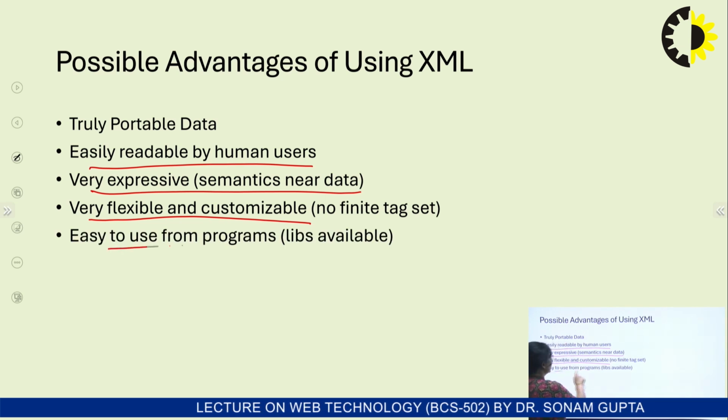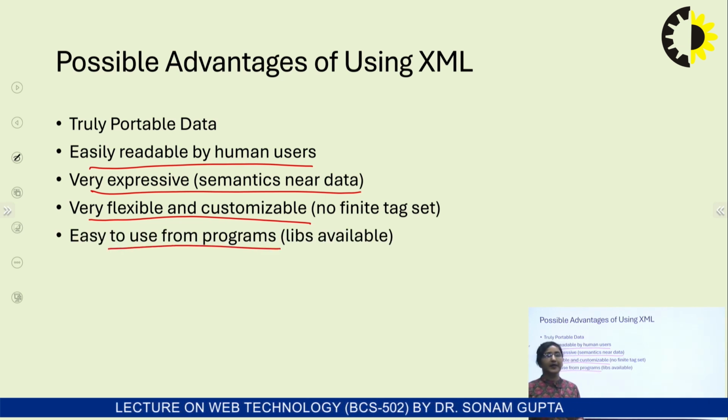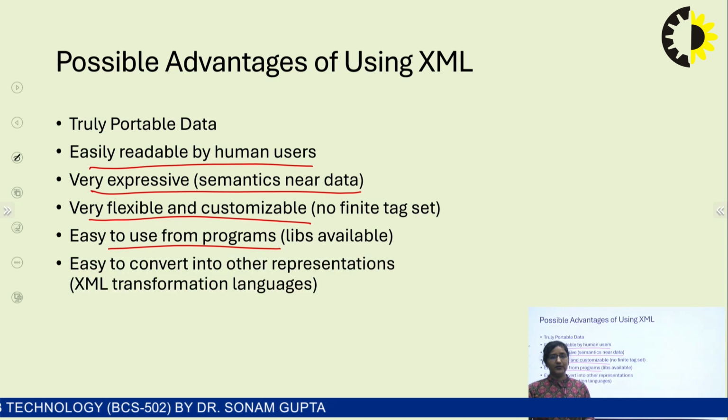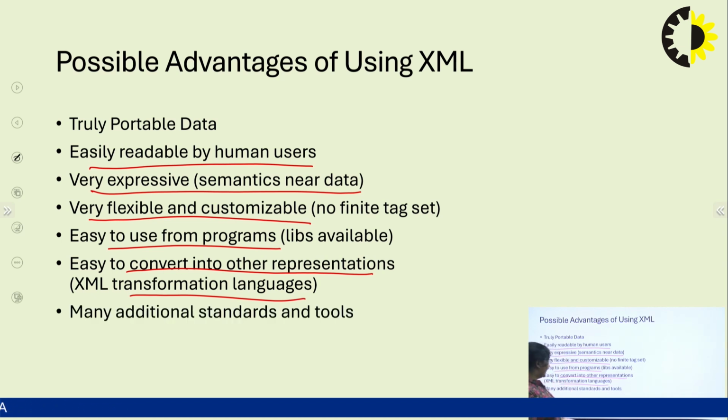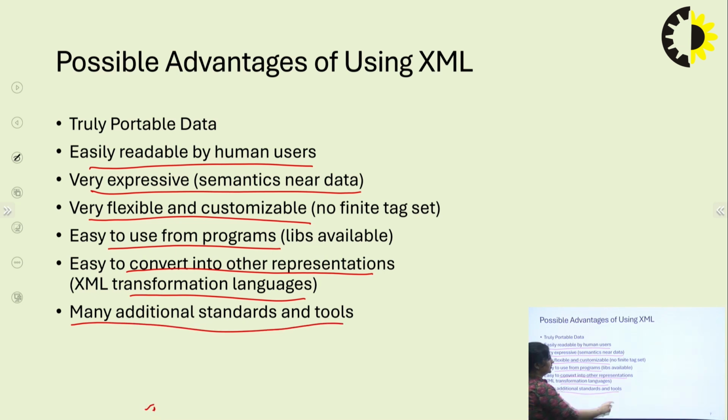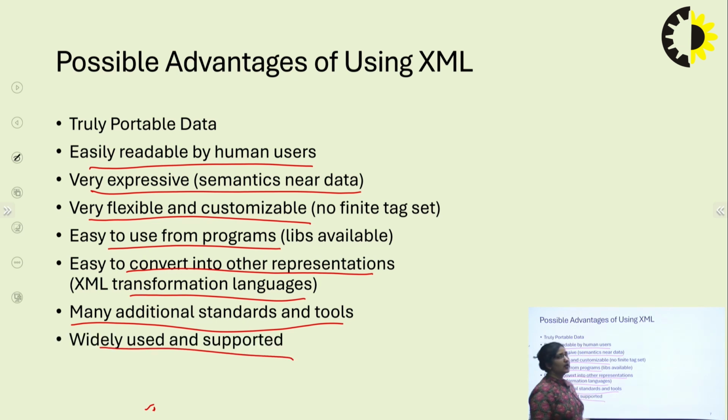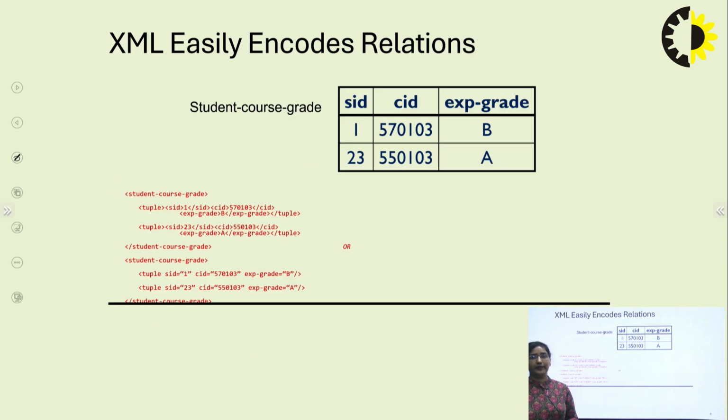Next one, it is easy to use from the programs since libraries are available, and with the help of the integration of those libraries, the data can be transferred. Next one, it is easy to convert into other representations, like in other languages it is also very easy to define. Next, many additional standards and tools are available in XML so that the data can be easily flexible and transmitted. Last one, it is widely used and supported all over the web.